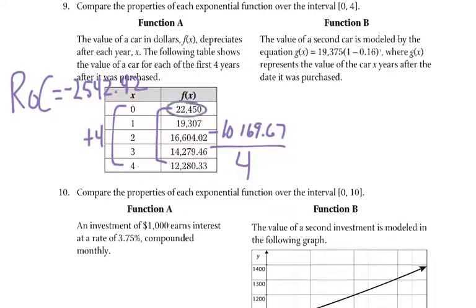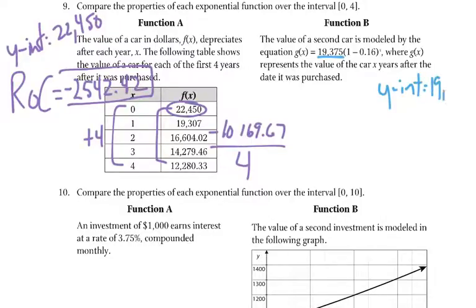So the y-intercept would represent how much you paid for it. So car A, you paid $22,450. After 4 years, it was worth $12,000. So every year, you basically lost $2,500. Okay, so let's see if B is different. Okay, so y-intercept right there. So you paid less for it to begin with, right?